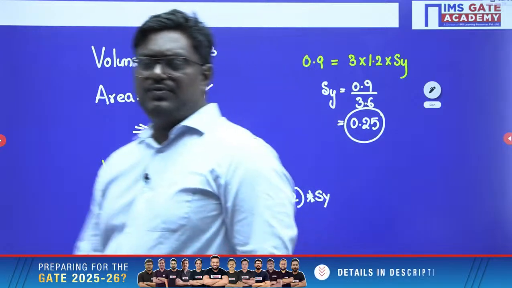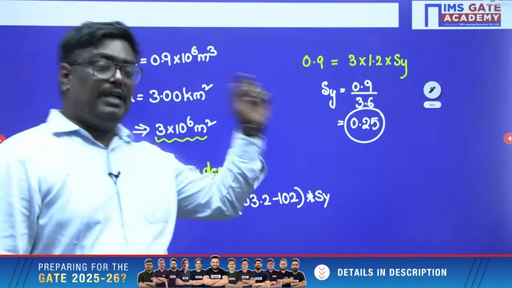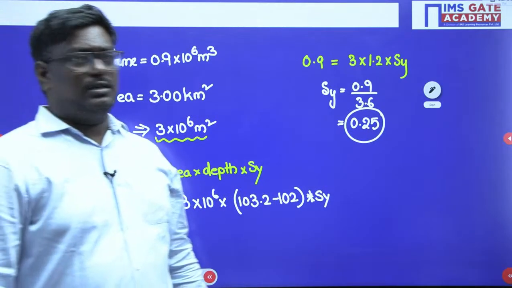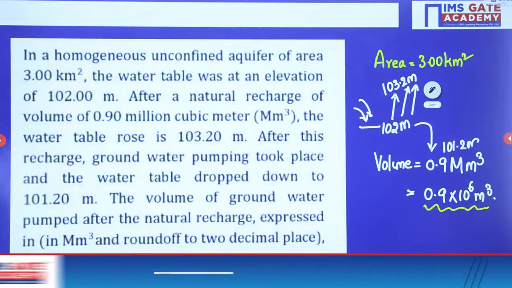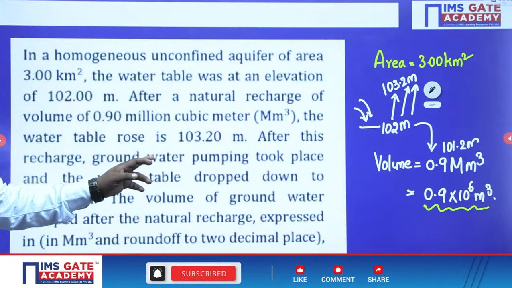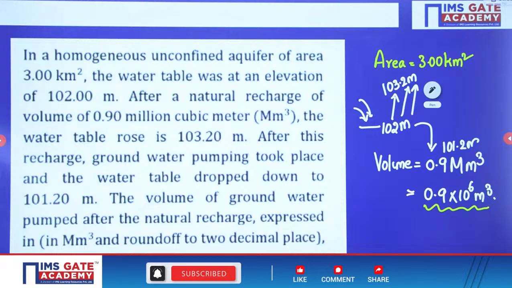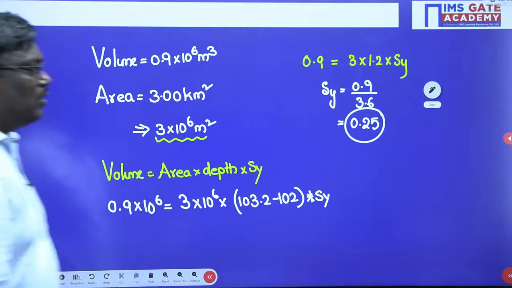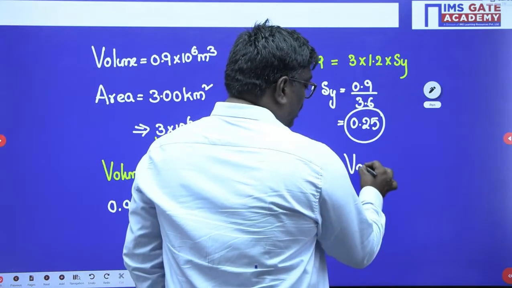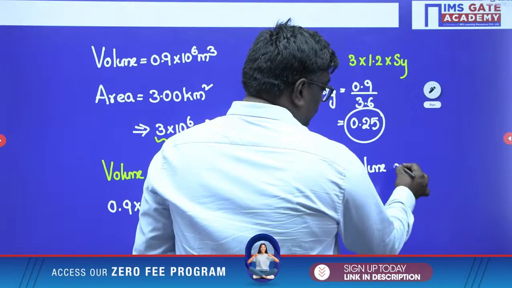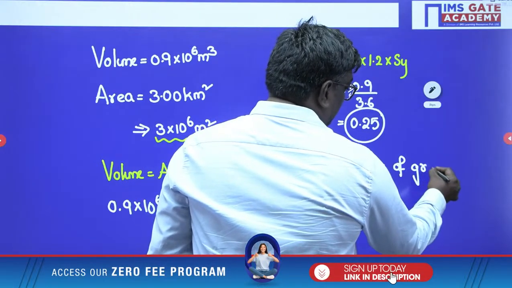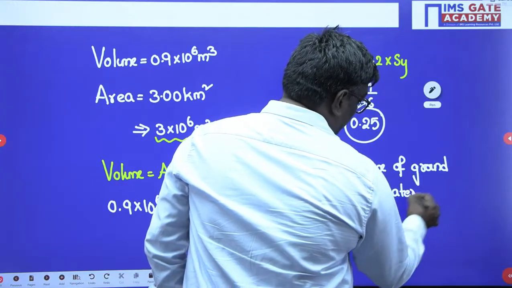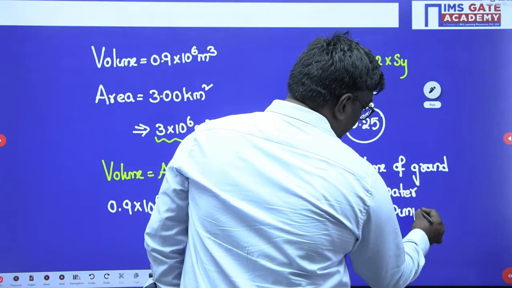What is the value of specific yield? The value of the specific yield is equal to 0.25. Am I correct or wrong? So here, see students, now from 103.2 it has dropped to 101.2. What is the volume of groundwater pumped? So the volume of groundwater pumped is equal to area. Am I correct or wrong?